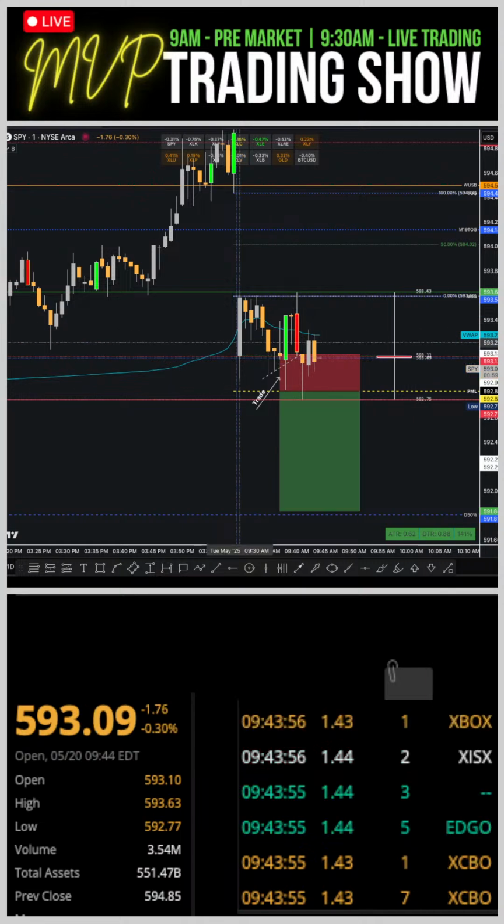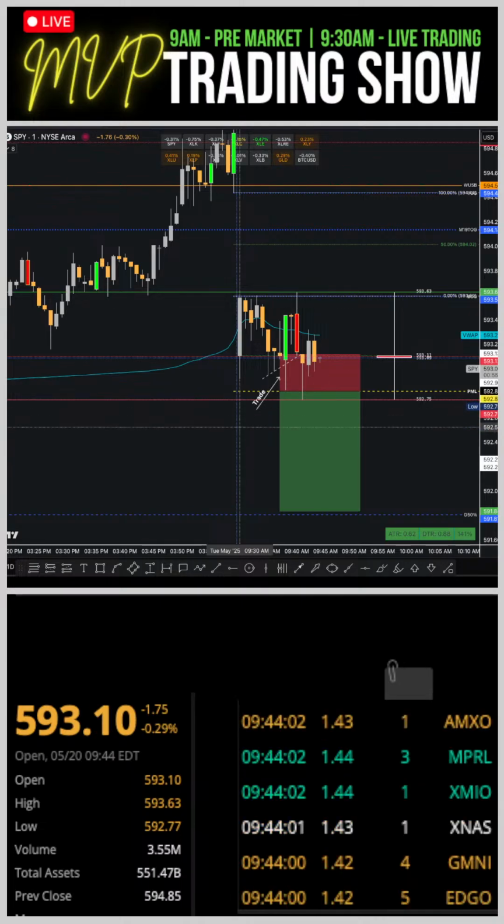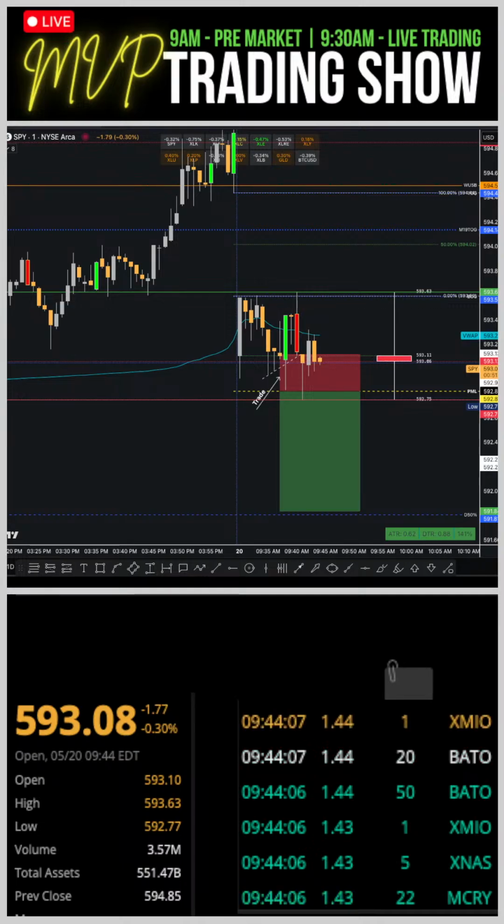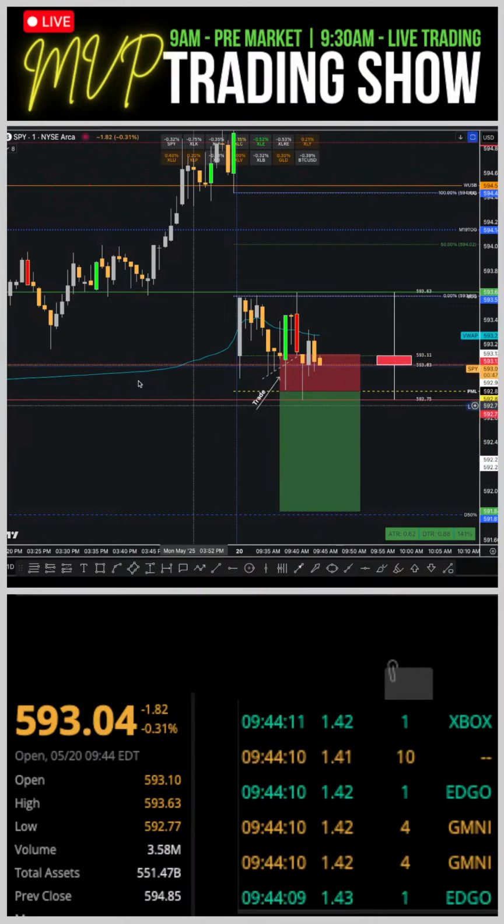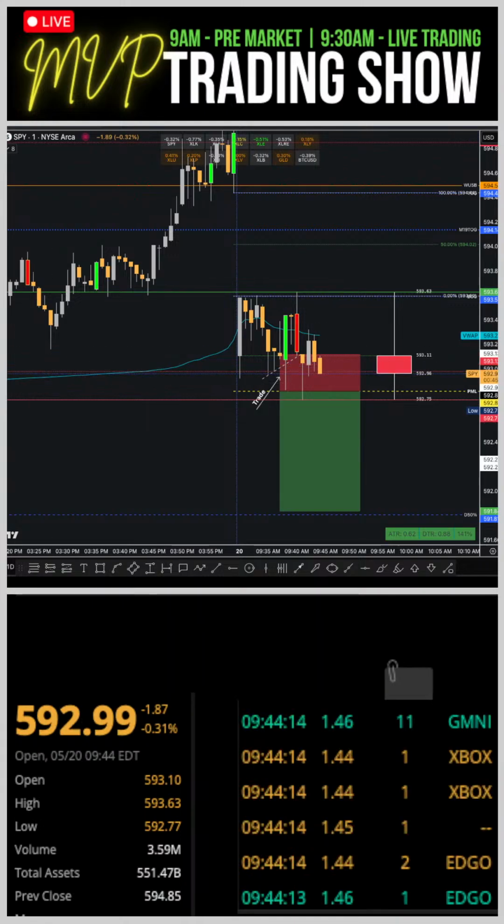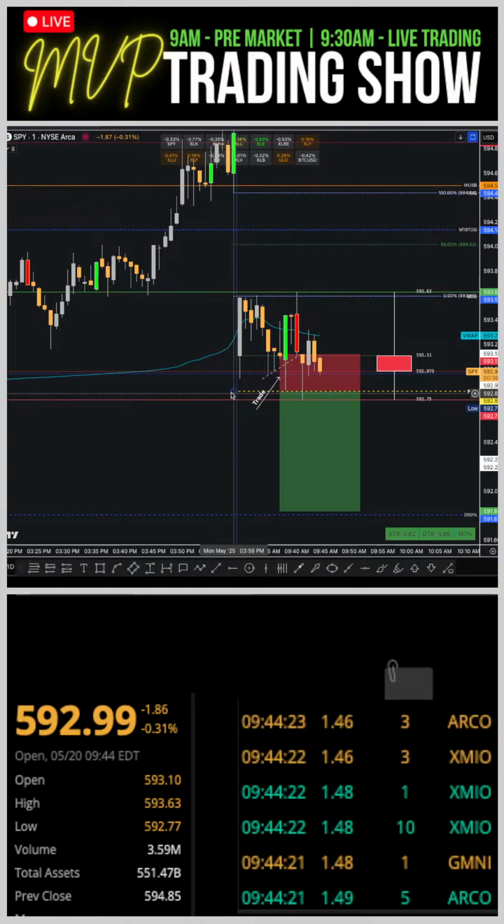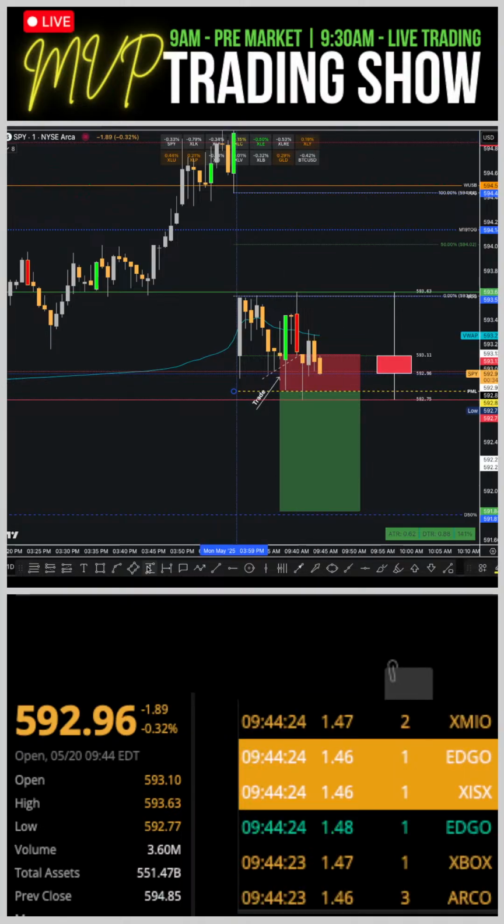Paying attention to this 5-minute candle sell block. I want this to be a little more full body. We haven't had that close below that 592.82 yet. We haven't had that clean close. We're getting below it on the 1-minute, but wicking out. So a clean break, hold, retest would be the best way to gauge your entries.